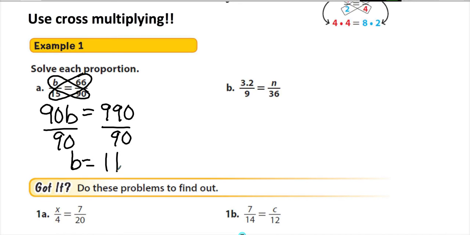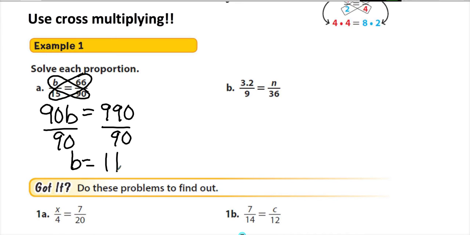Okay, this math is what we're going to be using for the next several lessons, so make sure you understand how to do this today. If you don't, then make sure you come ask me for help or send me a message online or whatever, and I can try to help you out a little bit more. All right. Okay, let's go to b.